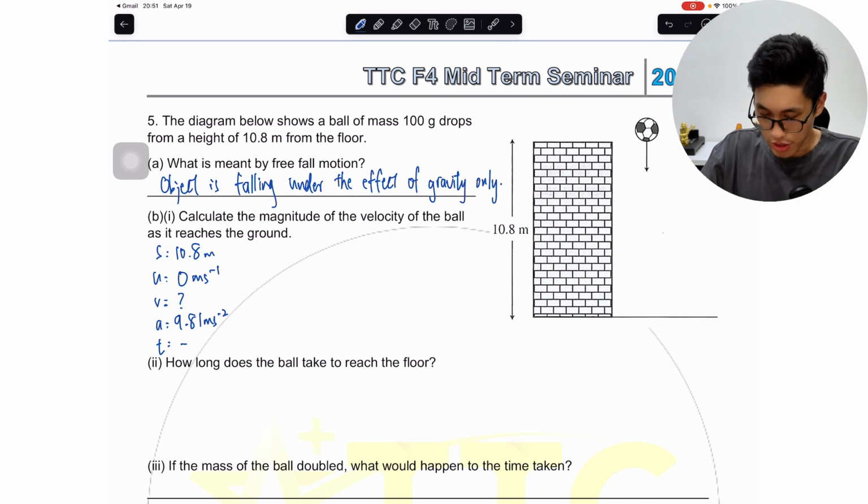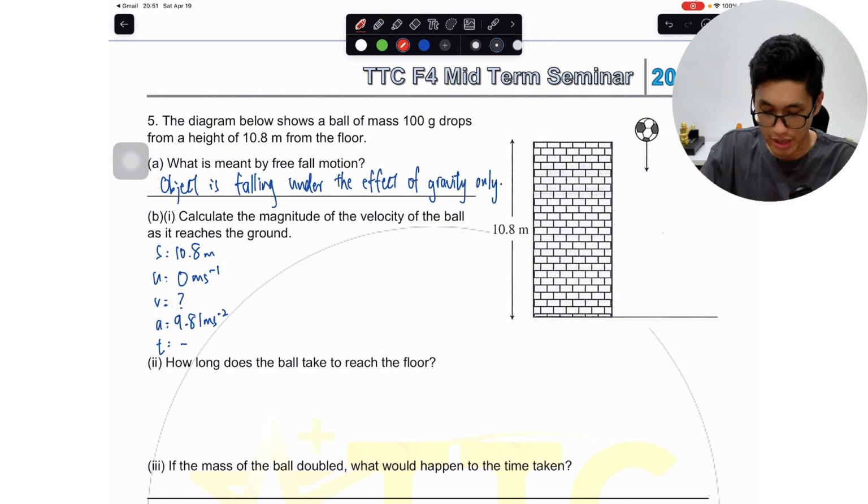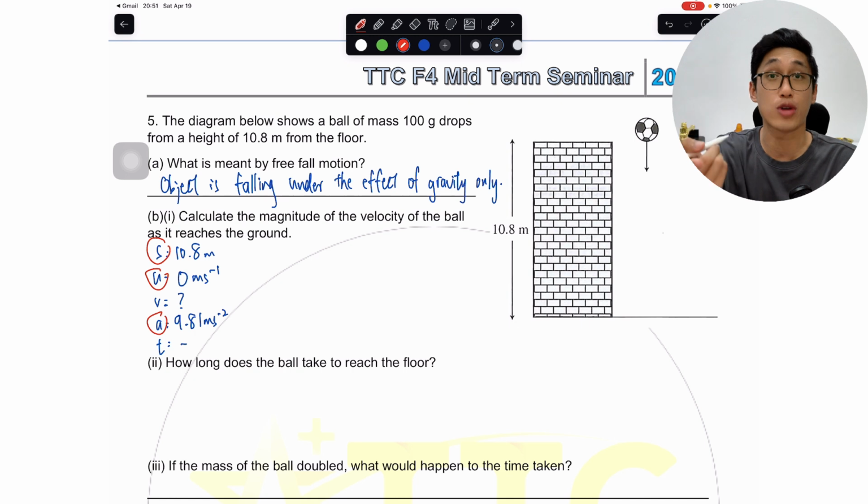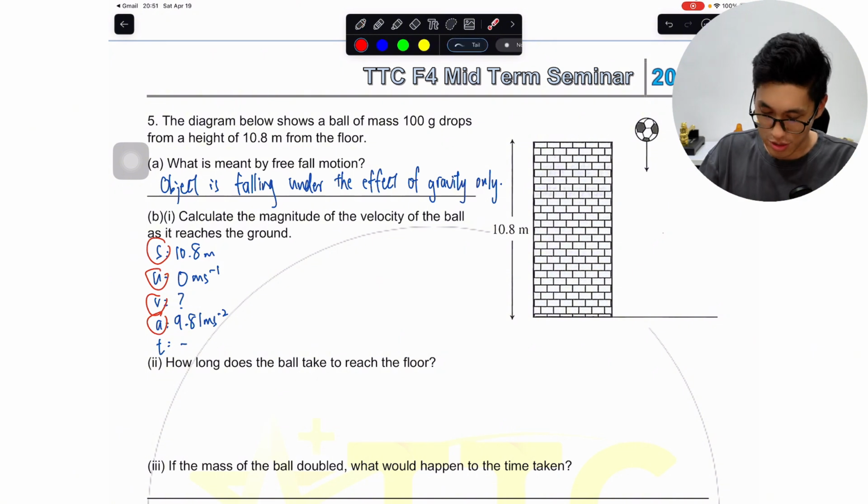So now what I need to look for is which formula has S, U, A, and what are you trying to find? You are trying to find V. Now, for those that already know how to do this, I'm sorry I'm going a bit slow because I'm trying to cater for the people that still don't know how to do SUVAT yet. Normally my students already know what SUVAT is and what to do.